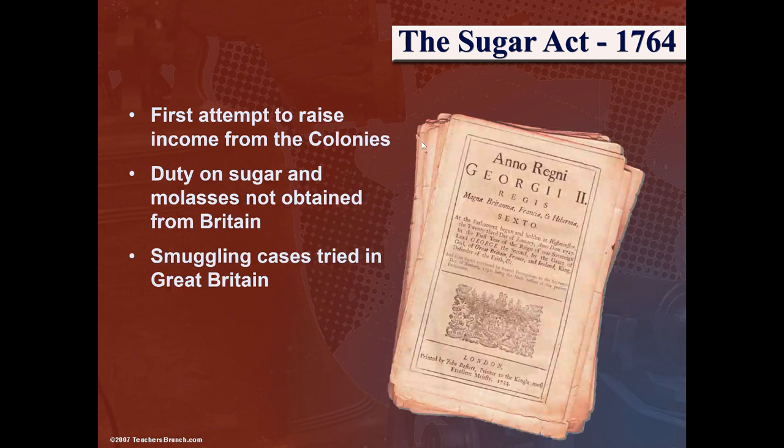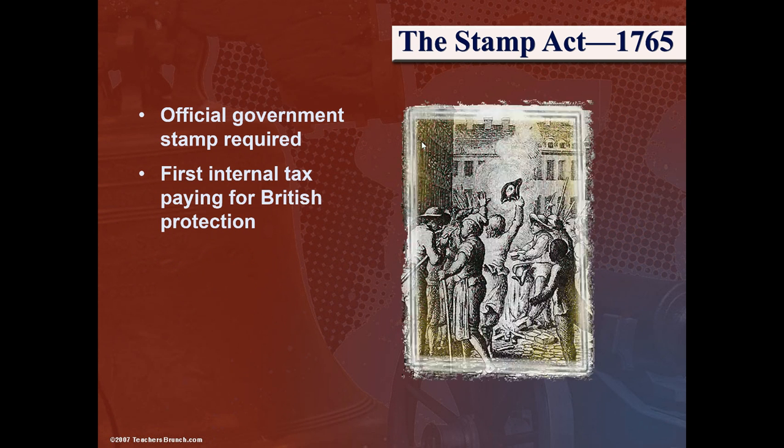So the Sugar Act and the Stamp Act were taxes that Britain imposed on colonists to try to get some of that money back from the war. With the Sugar Act, they placed a duty on sugar and molasses that was not obtained from Britain. And then the Stamp Act required an official government stamp on everything.